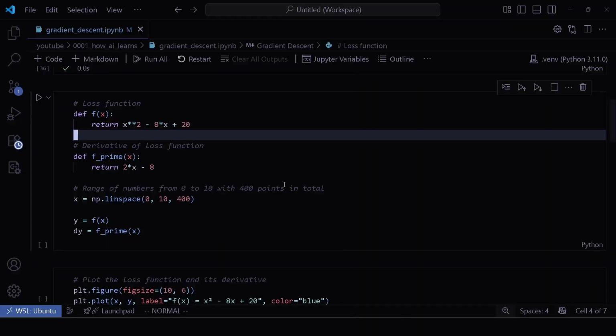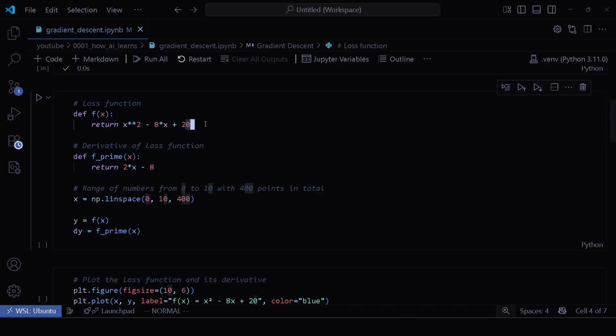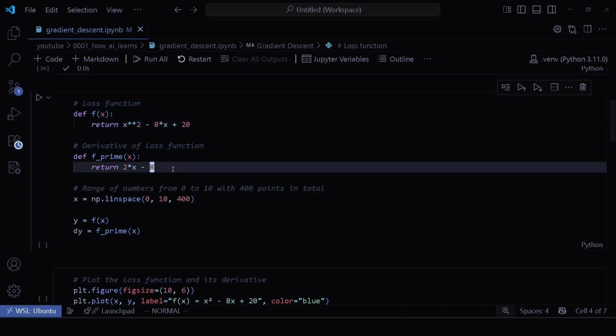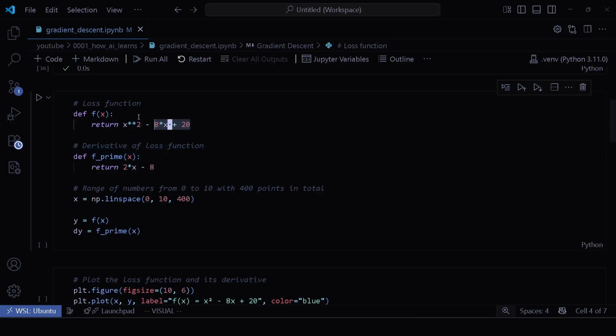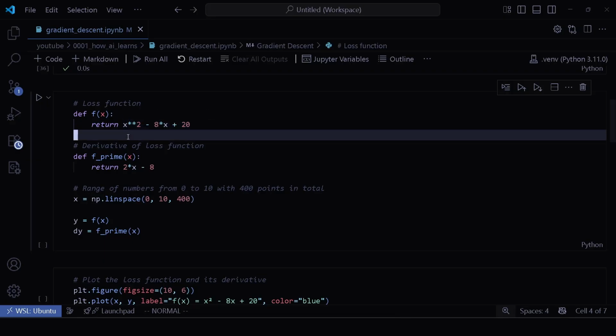So let's look at how we can implement vanilla gradient descent in Python. So this is our loss function, and this is the derivative of our loss function. Now, if you've forgotten your differential calculus, our loss function is a polynomial, and the way we get the derivative of a polynomial is for every term, we multiply the term by its exponent minus 1.